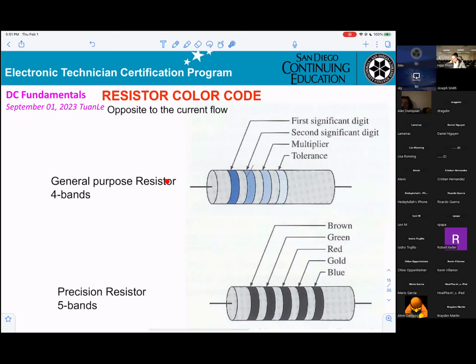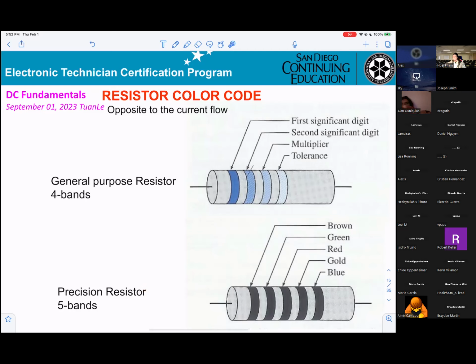General purpose resistor, 4 band: 1, 2, 3, 4. First band we call the first significant digit. Second band, second digit. This one will be the multiplier. This one will be the tolerance. Okay.